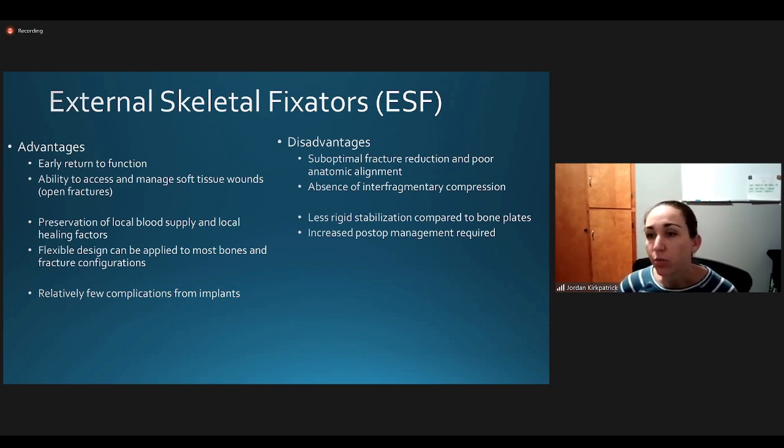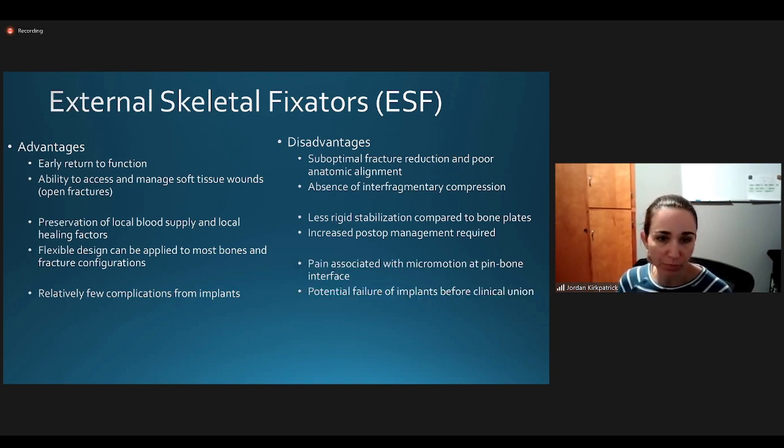It's also a less rigid stabilization compared to putting in plates and screws, so that can have some increased post-op management that's required. They can also have pain associated with the pin to bone interface if there's micromotion, and then the implants can fail, which is a potential complication. Anytime you put implants in bones, they can fail before the fracture is fixed, or sometimes they fail in recovery after you're waking them up from anesthesia.